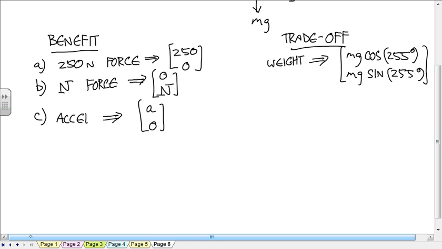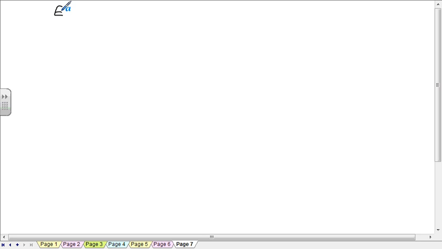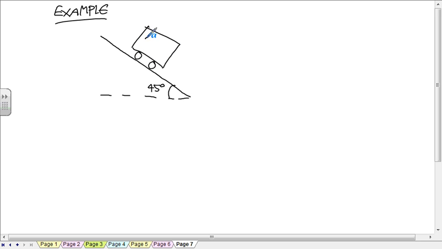Okay, so let's do an example problem. Let's say that this angle is 45 degrees, and we have a cart that's 50 kilograms, and a force of 100 newtons pushing it up the ramp. And we want to know the cart's acceleration vector.